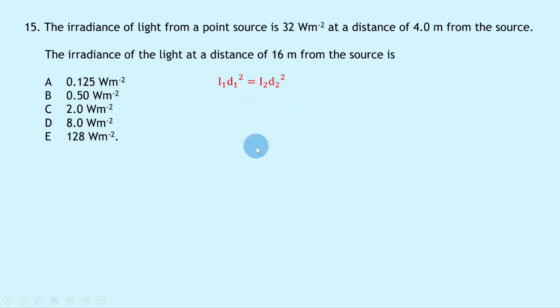So we can plug in our numbers to get 32 for the initial irradiance times 4.0 squared for the initial distance is equal to I2 times 16 squared, which is the final distance. And plugging in our numbers and rearranging for I2, we get a value of 2.0 watts per meter squared, which is the answer C. And just a quick check there is to see that the distance has been increased from the point source, so we expect the irradiance to decrease, which it has.